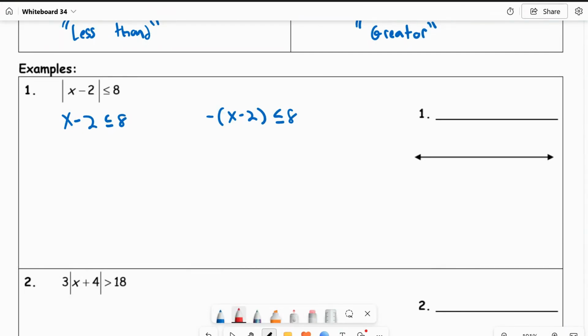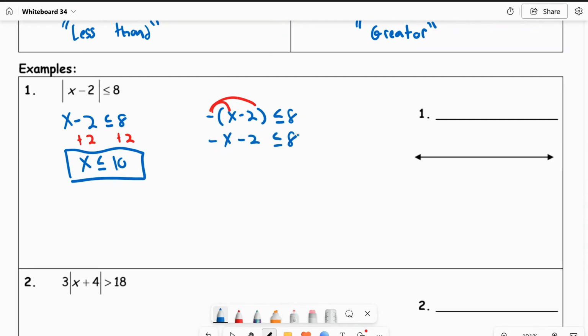For my left side here, I'm going to add 2 to both sides. And that's going to leave me with x is less than or equal to 10. On my right side, you can either distribute or divide your negative 1. I'm going to distribute this time. So that gives me negative x minus 2 less than or equal to 8.